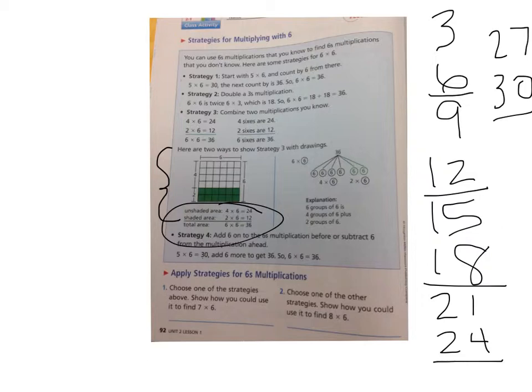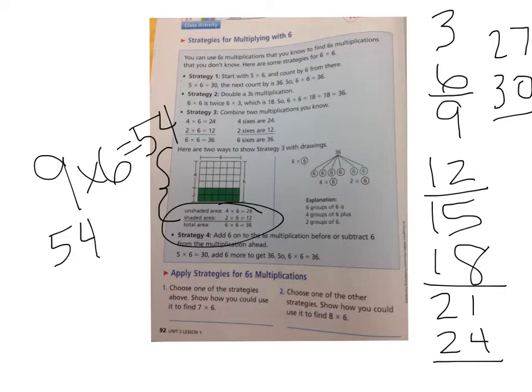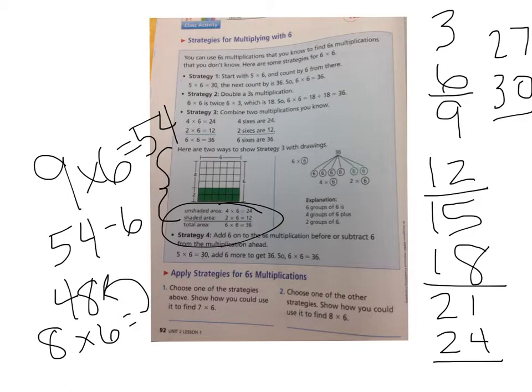So if you have 5 times 6 equals 30, add 6 more and you get 36. But also if you wanted to find 8 times 6, you know 9 times 6 is 54, so you would subtract 6. So 9 times 6 equals 54, subtract 6 and you get 48. So 8 times 6 equals 48.